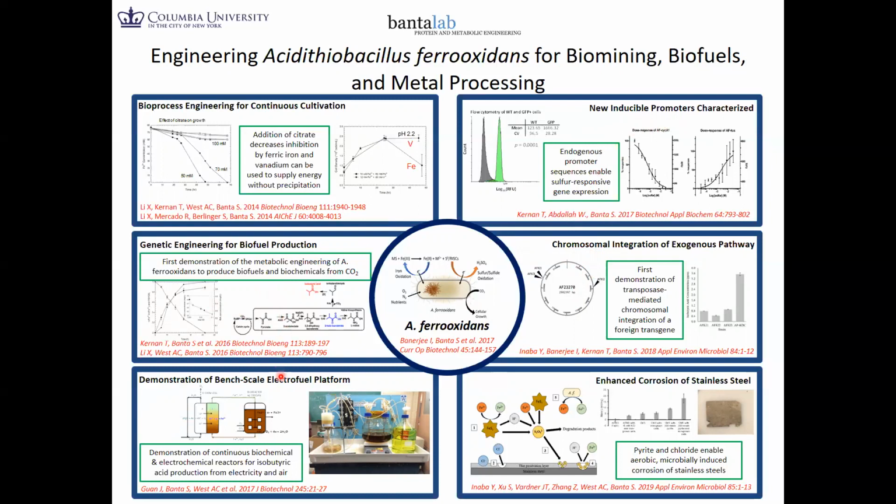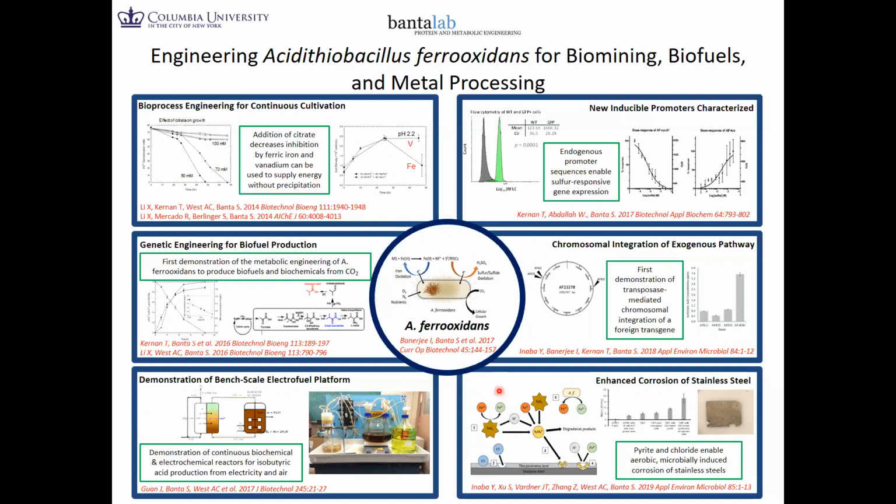And working with Professor West in the department, we've been developing electrofuels platforms where we can incorporate a bioreactor with our engineered cells and an electrochemical reactor, and combined, the electrochemical reactor can regenerate the iron and reduce the ferric iron back to ferrous. The cells can then oxidize the ferrous iron and make biofuels from CO2, and we can recycle the iron between the two reactors so that we're making biofuels from electricity and air.